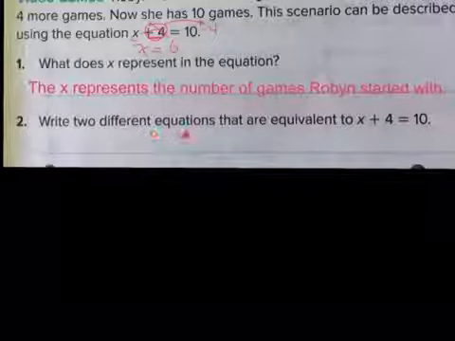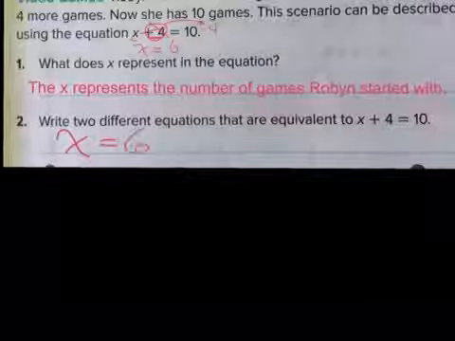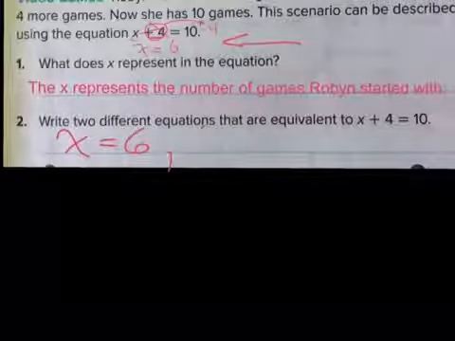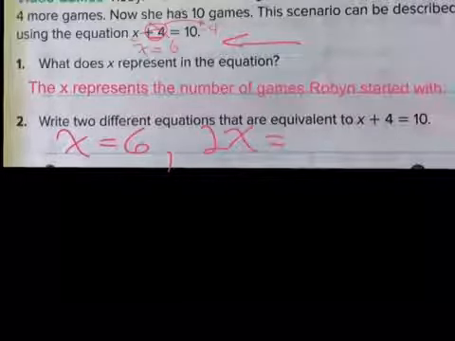Write 2 different equations that are equivalent to x plus 4 equals 10. Well, I know that x equals 6, right? We just solved that up here, x equals 6. So that's one equation, and I can use that same concept and say 2 times x, 2x, which would be 2 times 6, equals 12. There we go. Copy those down, please.